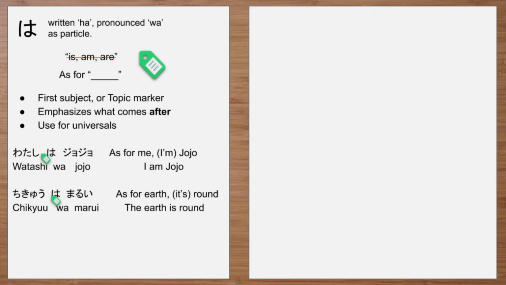Watashi wa Jojo. As for me, I'm Jojo, or I am Jojo. We are marking the word watashi to indicate it is the subject. Chikyu wa marui. As for the earth, it's round. Or in common English, the earth is round. We tag chikyu with the topic marker wa.